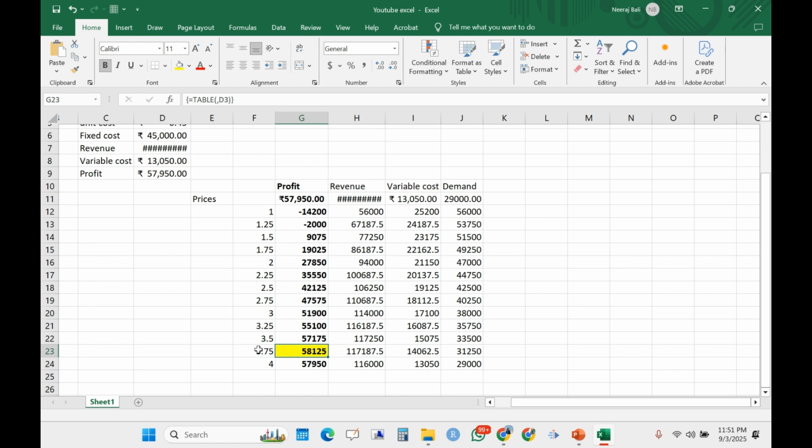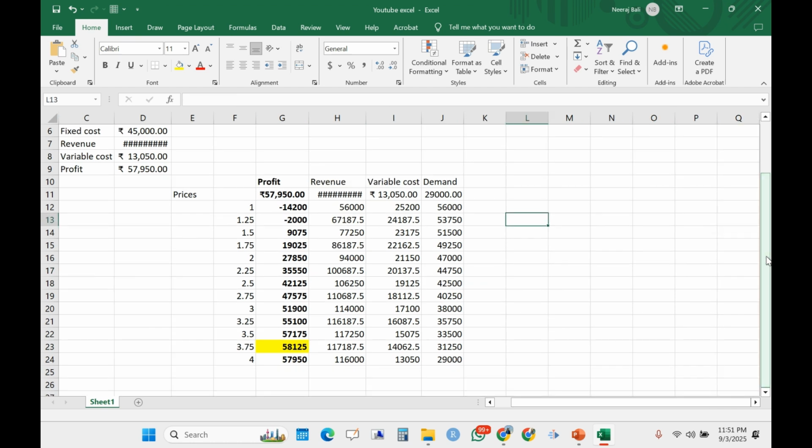And what about the variable cost? You can see the variable cost is also reducing. Why is the variable cost reducing? Because the demand is reducing. Variable cost is linked with the production. So this is the analysis as of now for this one variable. Now, if I want to make it for two variables, what should I do?